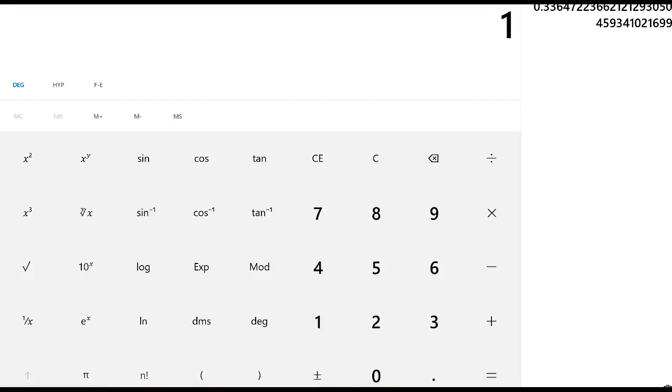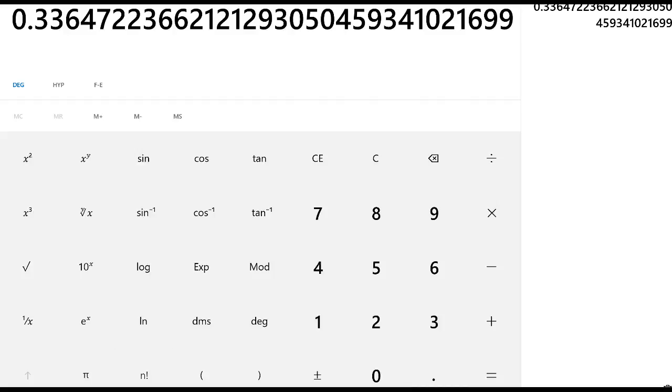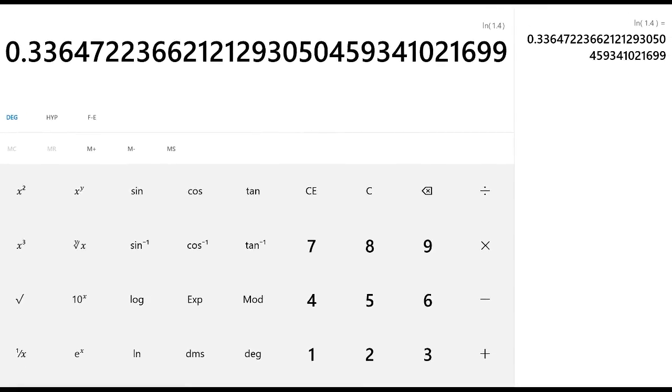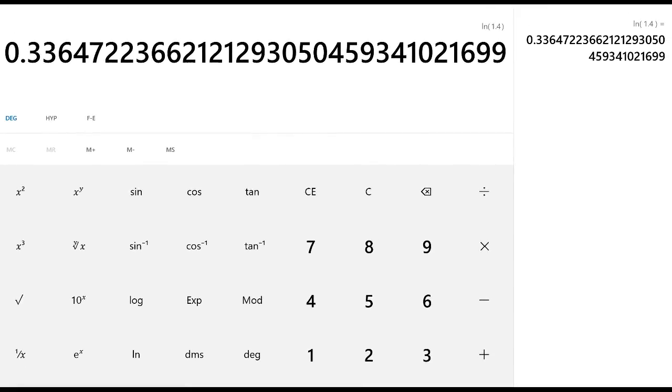So 1.4 ln. Instead of on your graphing calculator, you would be able to punch in ln of 1.4, but on my silly calculator here, it's not allowing me to do that. Okay, so see how this is saying 1.4 ln of 1.4? That gives me that, okay?